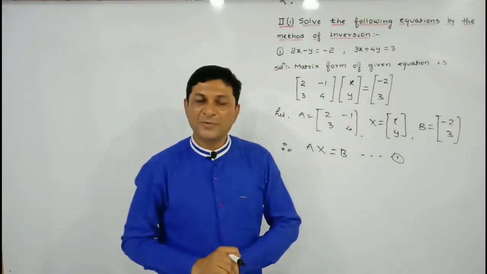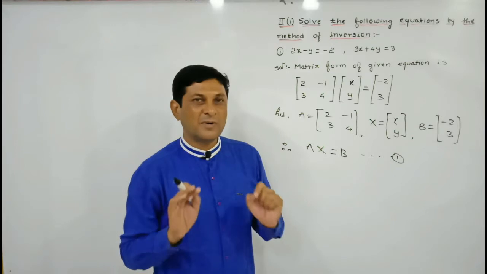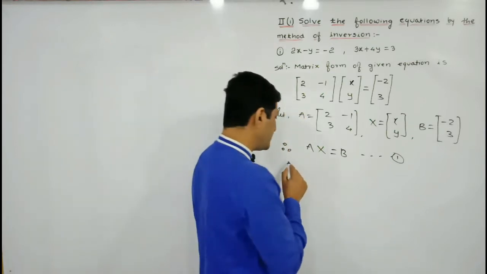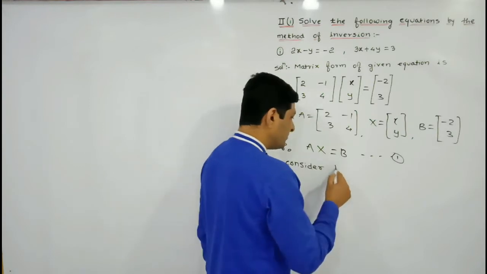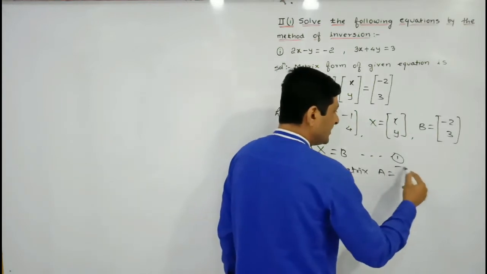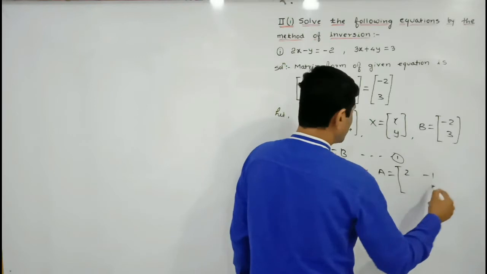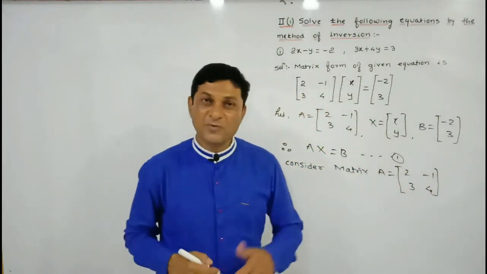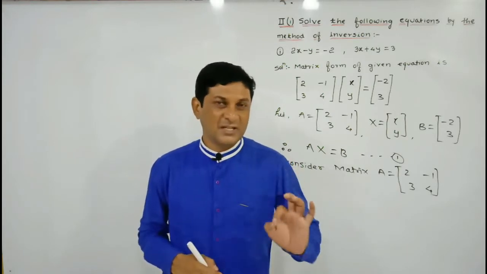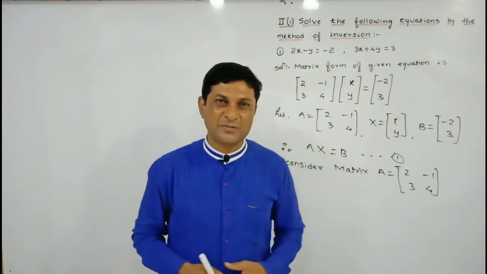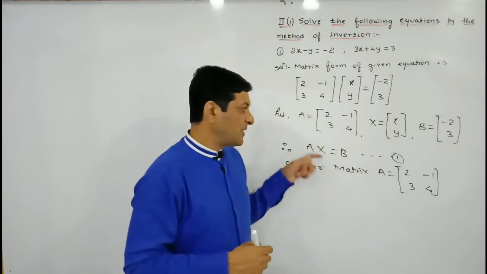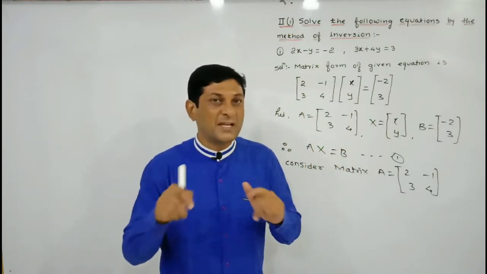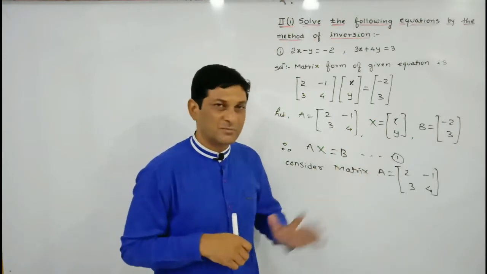So now once equation first is known to us, our aim is to find the inverse of this matrix. So first consider the matrix A, and the elements of this matrix are 2, -1, 3, 4. Now our aim is to find the inverse of this matrix. Since we are applying the inversion method, the first aim is to find the inverse of this matrix, and later on we will multiply equation first on both sides by that A inverse. Means to apply the inversion method we will require the inverse of this matrix.